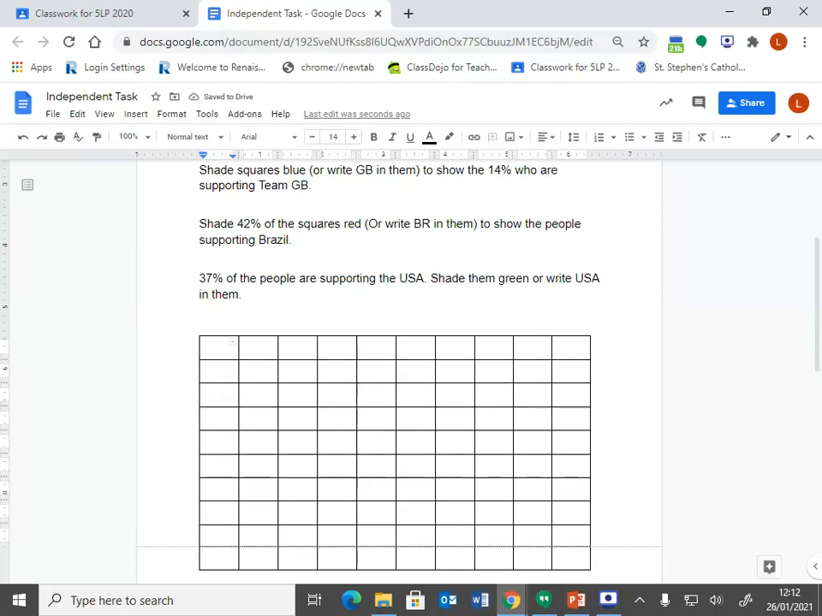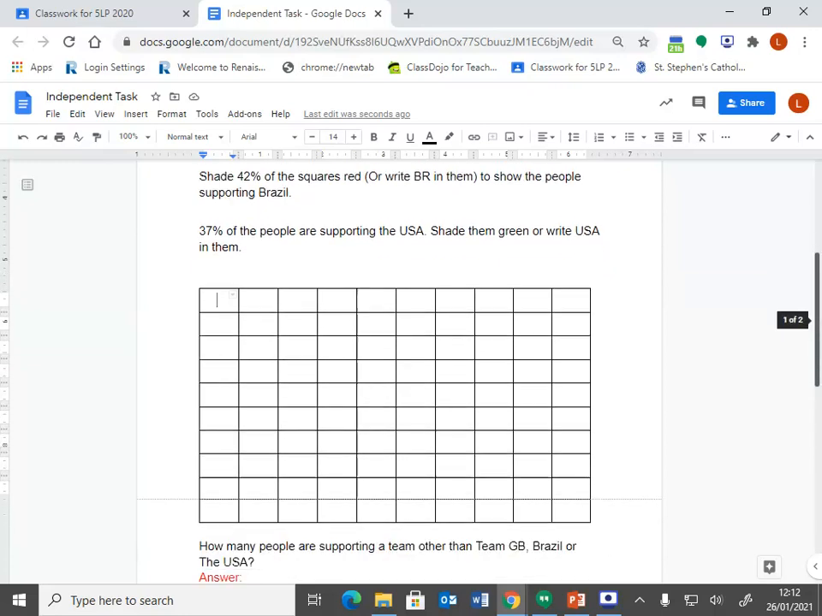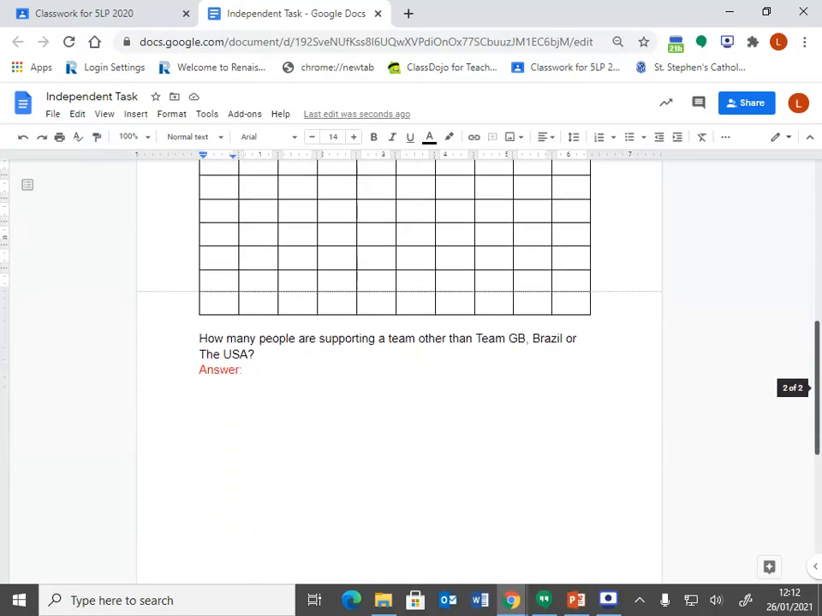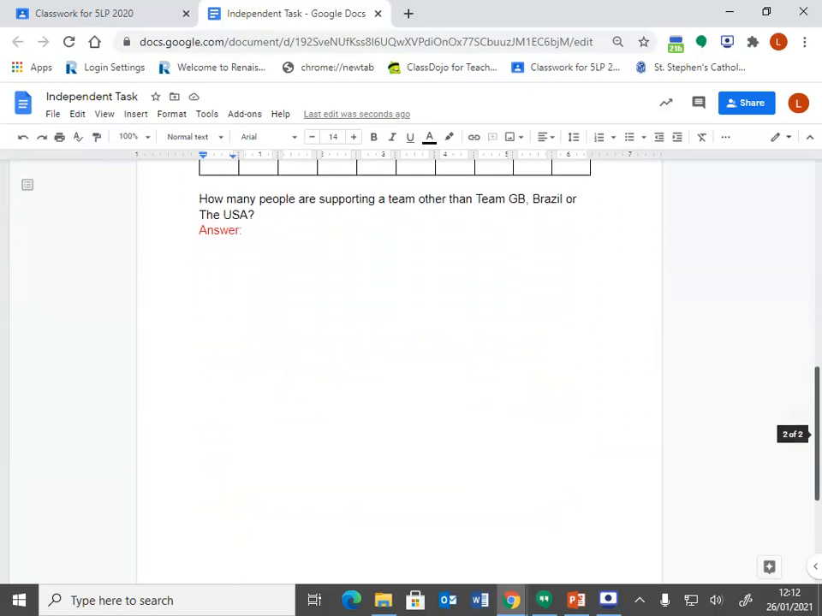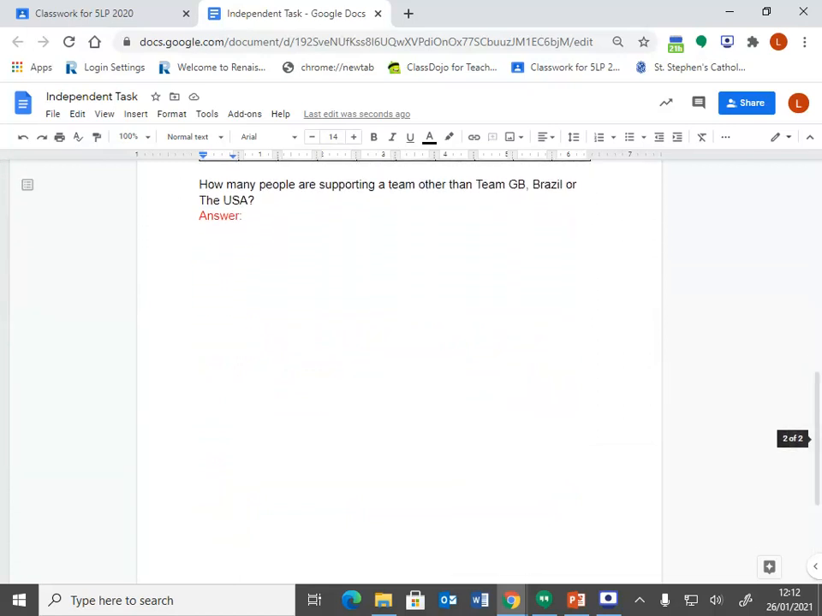And then you need to do the same. You need to shade 42% of the squares red, or you just need to write BR in them to show people supporting Brazil. And then 37 of the people are supporting the USA. Shade them green or write USA in them. Okay, so that's what you're going to do. And then at the end, you need to work out this question.